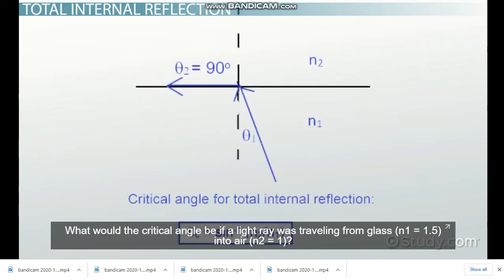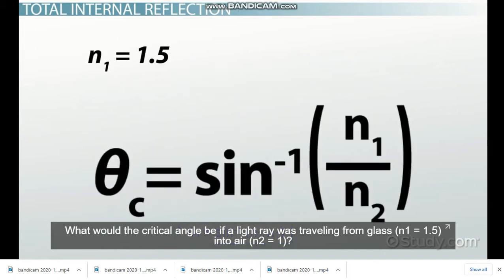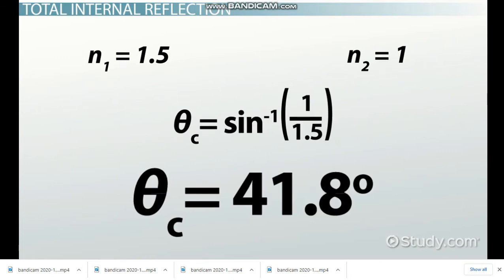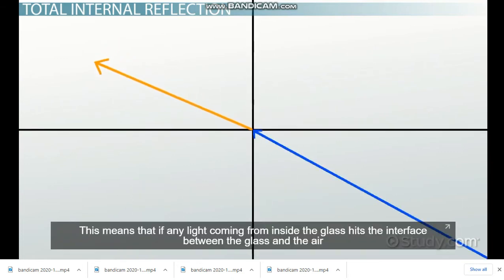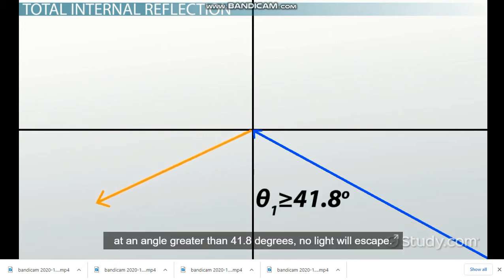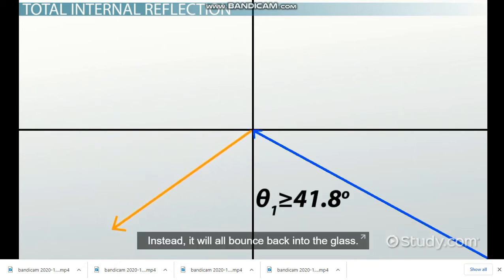What would the critical angle be if a light ray was traveling from glass, or N1 equals 1.5, into air, or N2 equals 1? The answer is 41.8 degrees. This means that if any light coming from inside the glass hits the interface between the glass and the air at an angle greater than 41.8 degrees, no light will escape. Instead, it will all bounce back into the glass.